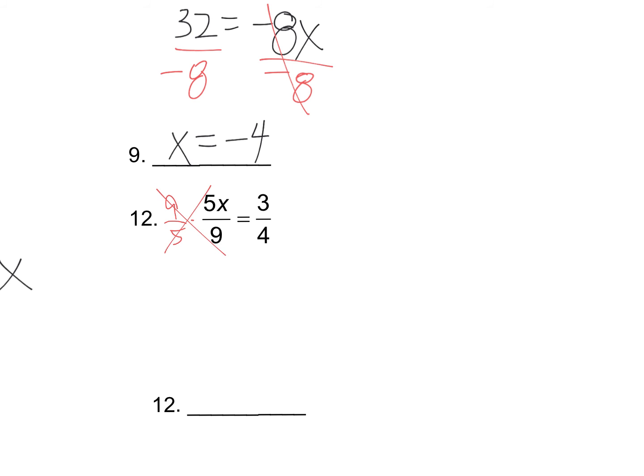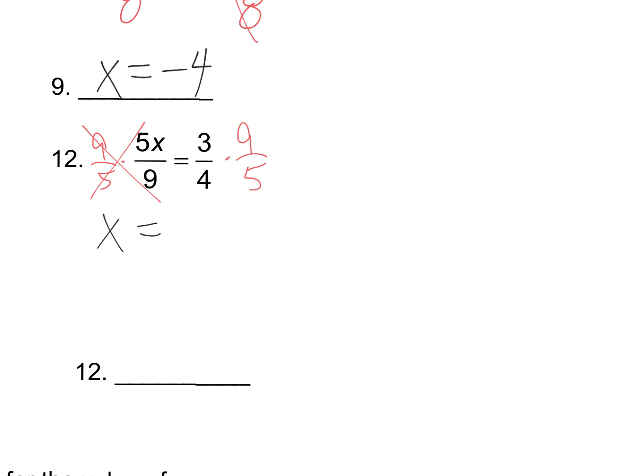That will cancel over here, which will give us x equals. On this side, again, we're multiplying by that 9 over 5 on both sides. Just a quick reminder, multiply by 9 over 5 here, so multiply by 9 over 5 over here. So now let's go ahead and simplify this.